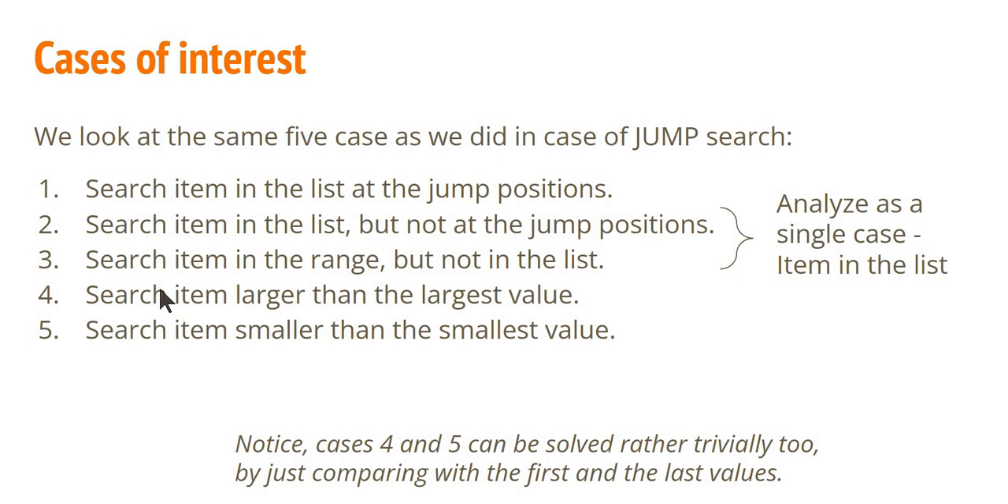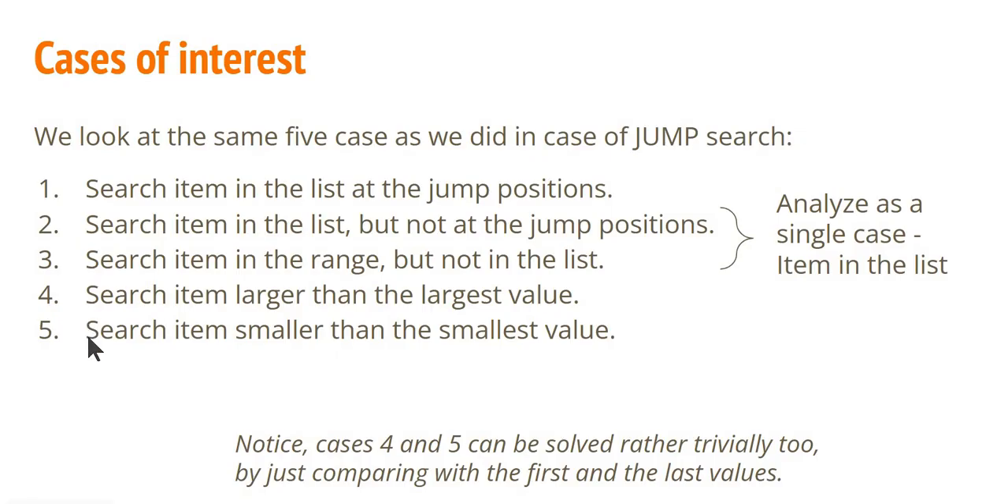Now that we have written the code for binary search, let's look at some cases of interest to see how exactly it works in the different scenarios. In fact, we'll start with the same 5 cases that we did, for example, for the jump search. Remember, the cases were the search item at the jump positions, the search item in the list but not at the jump position, search item in the range but not in the list, search item larger than the largest value and smaller than the smallest value.